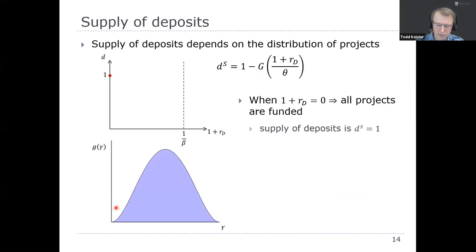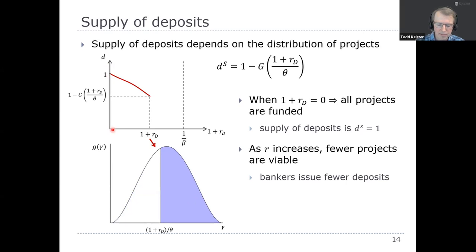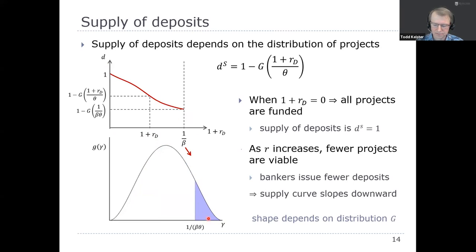So, I think about it this way. Suppose the market interest rate on deposits is really low. Suppose the gross interest rate is 0. Bankers don't have to repay anything. Well, then all of the bankers can repay nothing. So the supply of deposits would be the total measure of projects, which we've normalized to 1. And then as you think about increasing the interest rate on deposits, the least productive bankers are no longer viable. They don't have enough pledgeable income to repay that. So they don't get funded. So the measure of projects that can be funded at that interest rate decreases, and that just continues.